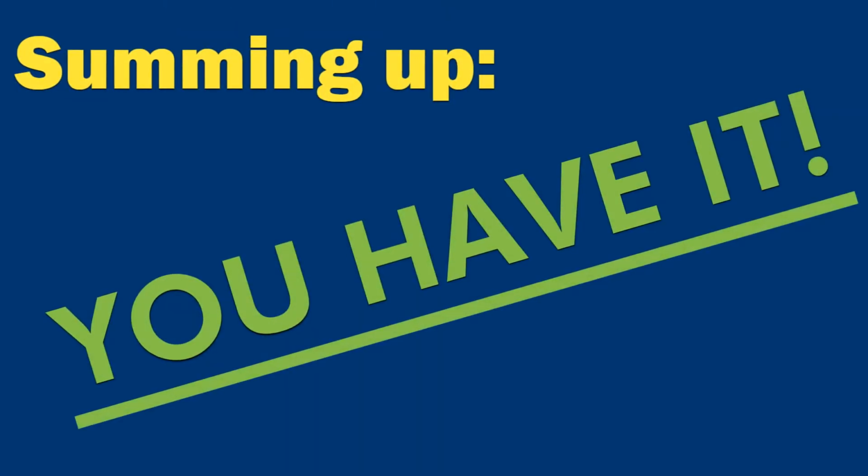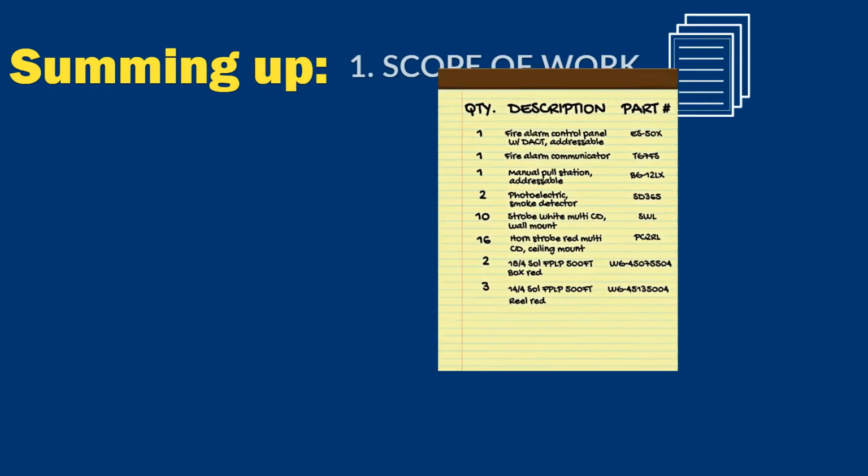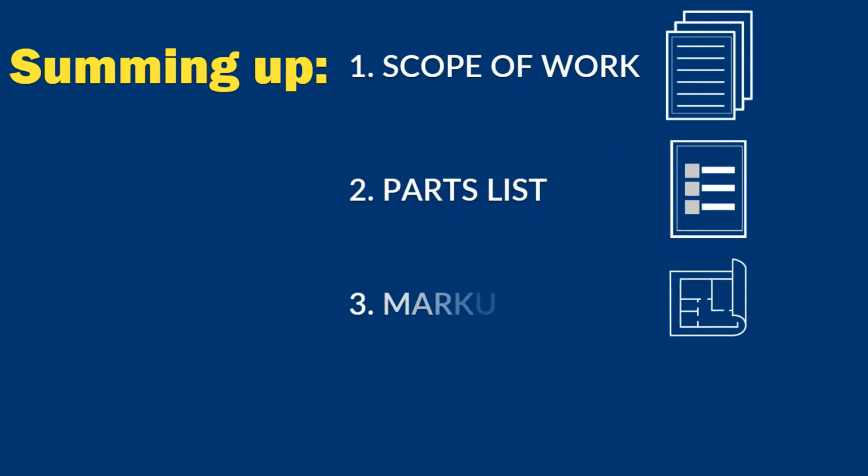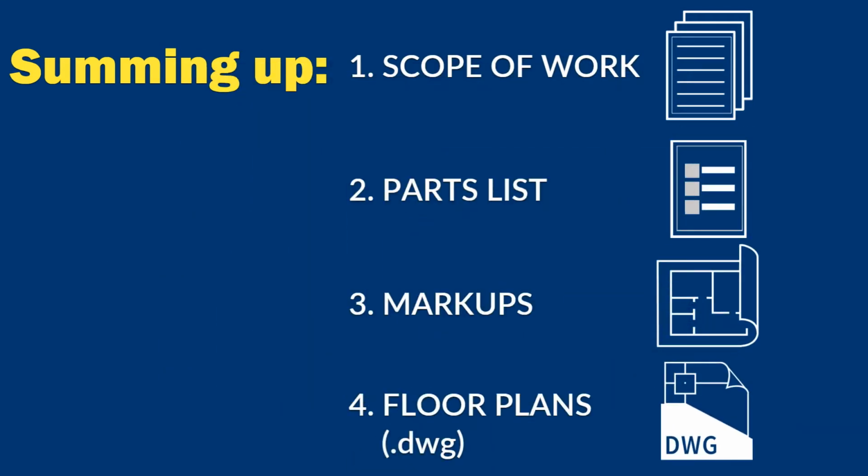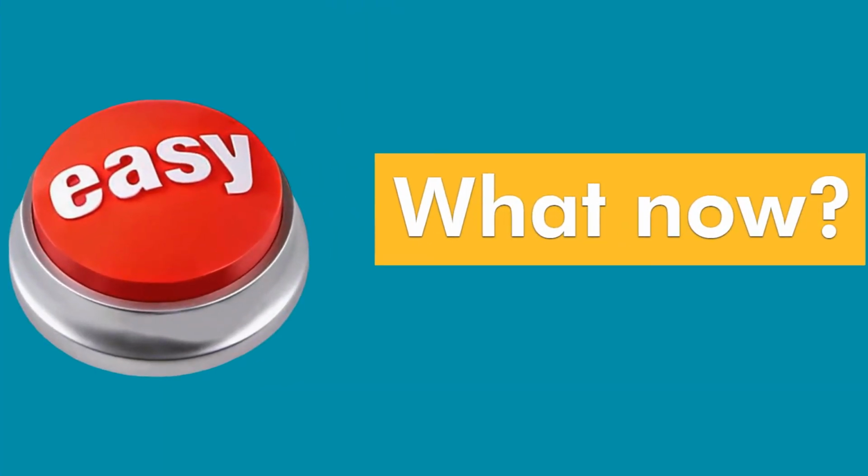Let's sum up. HelpGate needs what you already have: a scope of work, a parts list, markups, and the floor plans in DWG format. See how easy this is? So what do you do now?